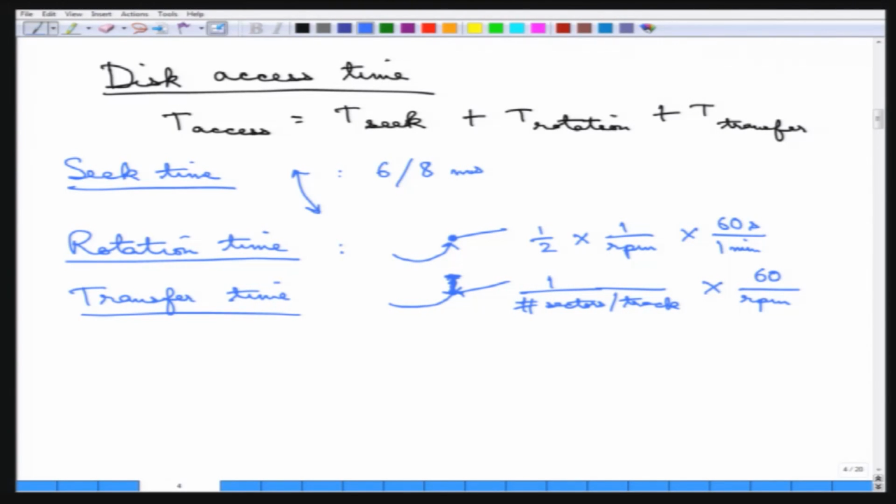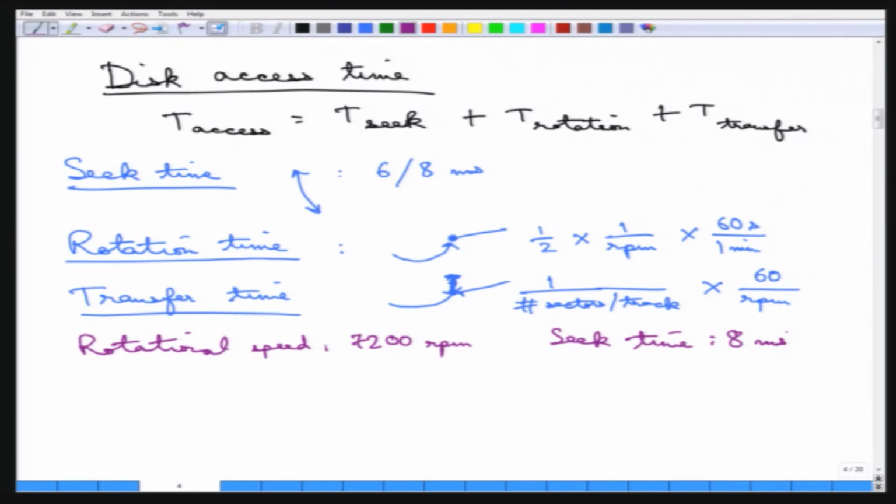Let us take an example to do it. Suppose the rotational speed of a disk is, say, 7200 RPM, and suppose the seek time given is 8 milliseconds. These are given by the manufacturers of the disk. Now what is the typical time to read one sector? We can compute it in the following manner.